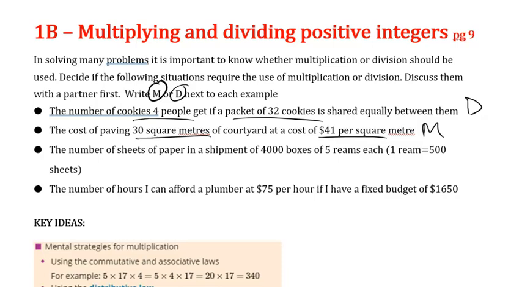If we have the number of sheets of paper in a shipment of 4,000 boxes of 5 reams, where each ream has 500 sheets, we're going to multiply. And for this one, the number of hours I can afford a plumber at that much money, we divide our fixed budget and see how many hours that will give us.